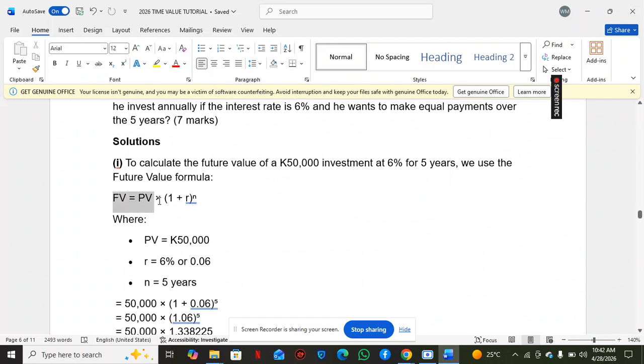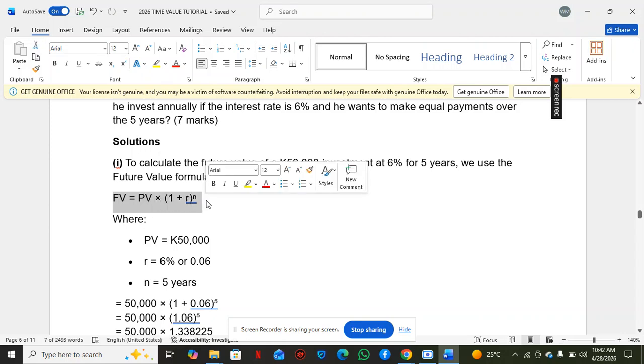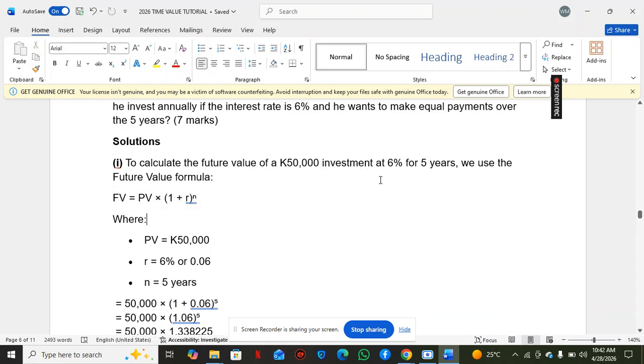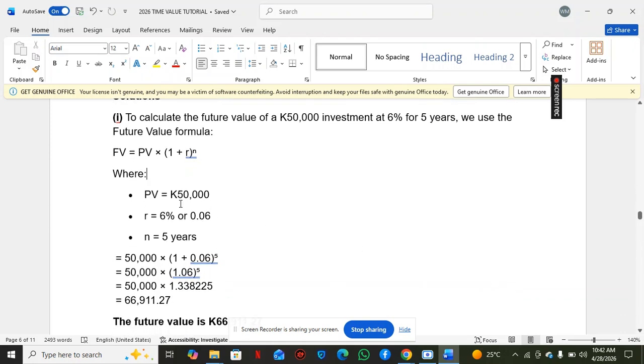This is the formula for future value. Future value equals present value times 1 plus the discount rate raised to the power n. The discount rate here is 6%, which becomes 0.06. Number of years is 5 years. So the present value is 50,000. So just going to say 50,000 multiplied by 1.06 to the power 5.